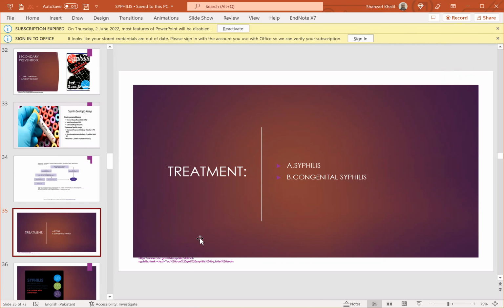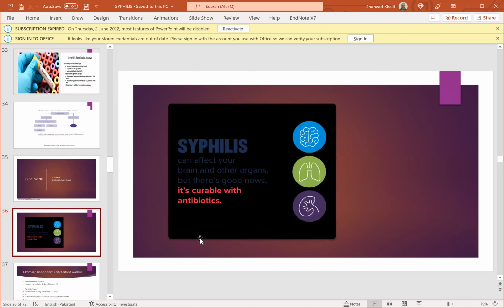Treatment of syphilis and then congenital syphilis. Syphilis can affect your brain and other organs, but this is the good news. It is curable with antibiotics.